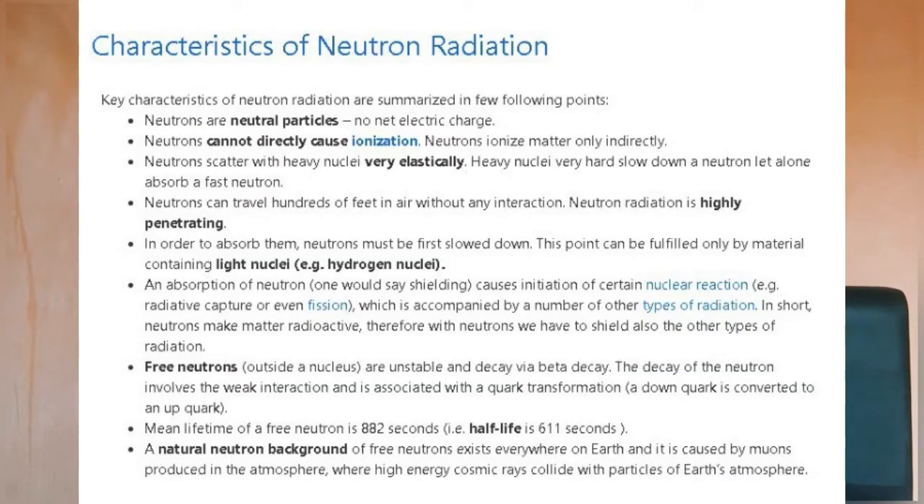The second one is the neutron. A neutron is uncharged, with zero electrical charge, and cannot directly cause ionization. Neutrons can travel hundreds of feet in air without any interaction. Neutron radiation is highly penetrating.